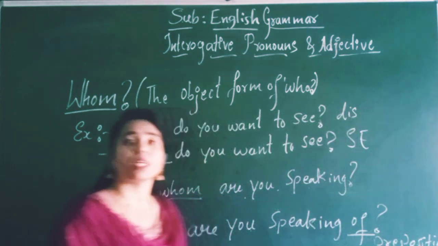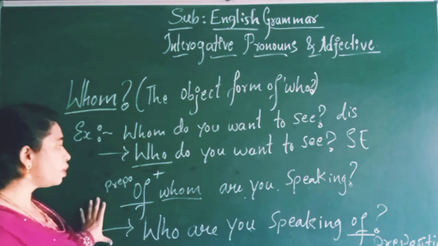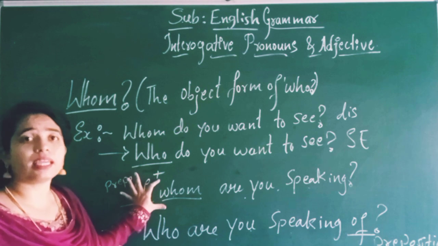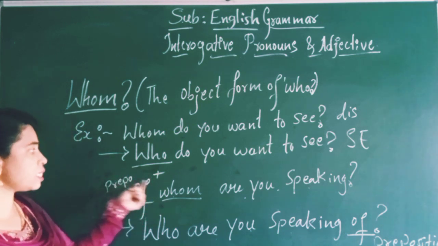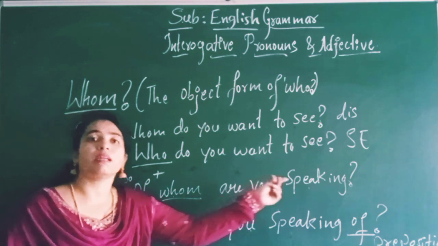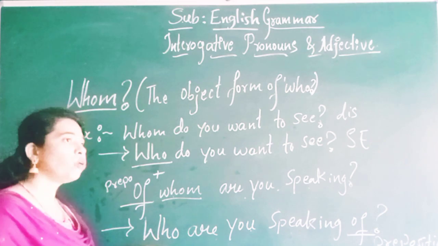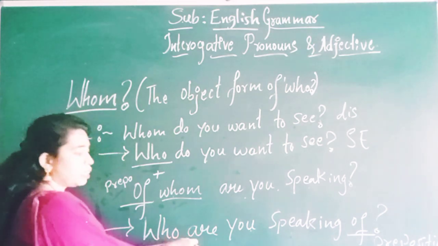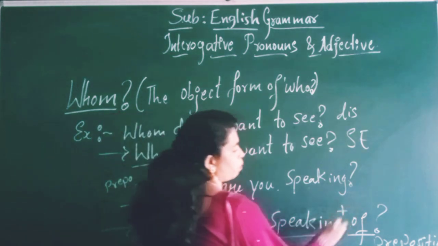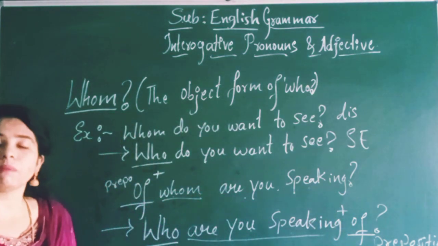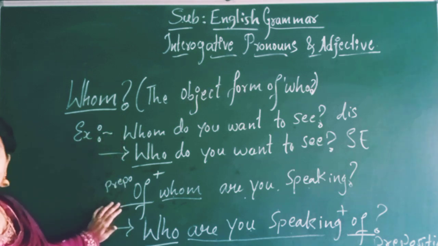Here this is the major difference. Whenever we are writing whom, we have to write it properly. The preposition comes first, then comes whom, and the remaining statement. But when who comes first, the whole statement comes, and at last comes the preposition. We have to add the preposition. I hope you got how to change them.